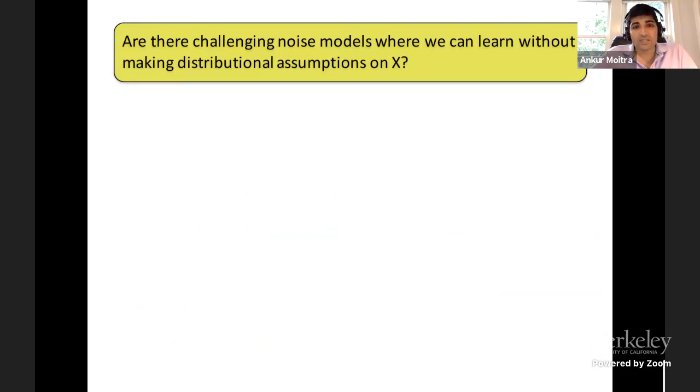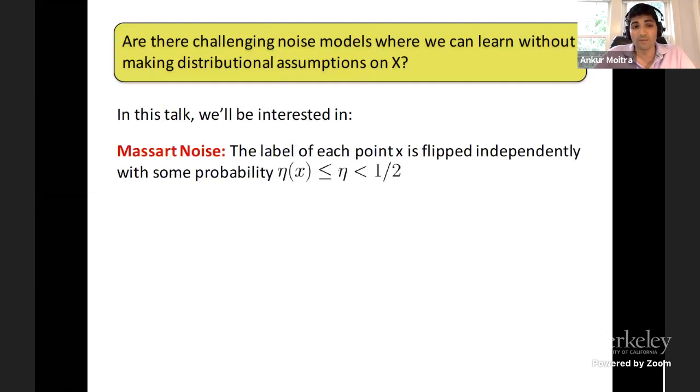So the main focus of this talk will be: are there challenging noise models where we can learn without making distributional assumptions on X? I talked about two ends of the spectrum. One was the purely random noise model, and the other was one where we made no assumptions about the noise whatsoever, the agnostic model. But there are things that fit in between them that potentially fit the bill of being challenging noise models and yet allowing provable algorithms to work.